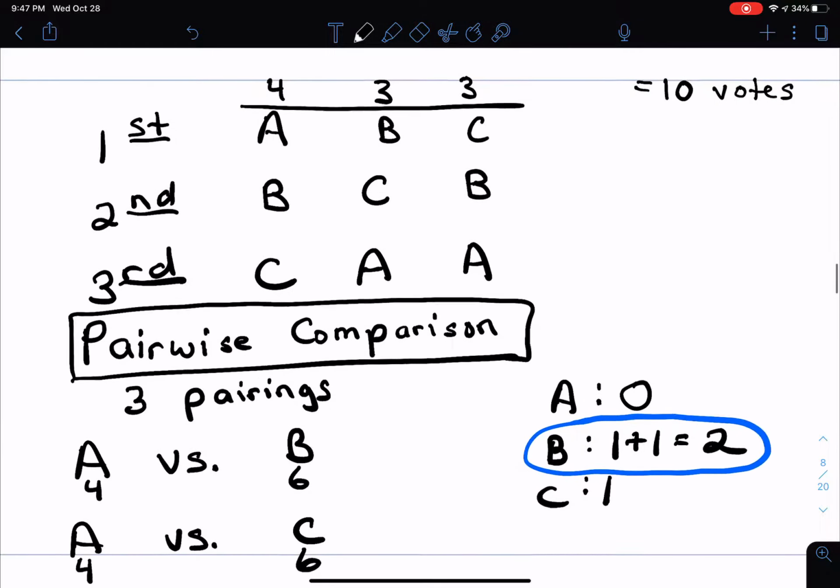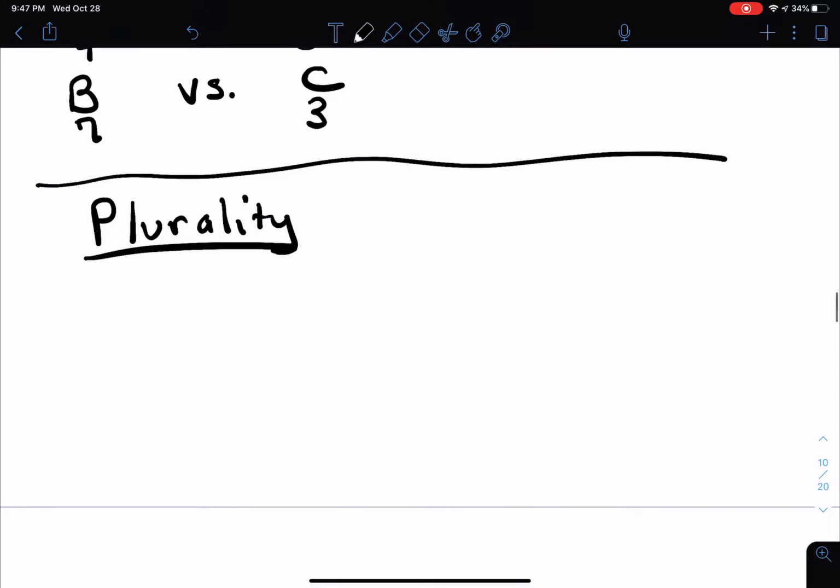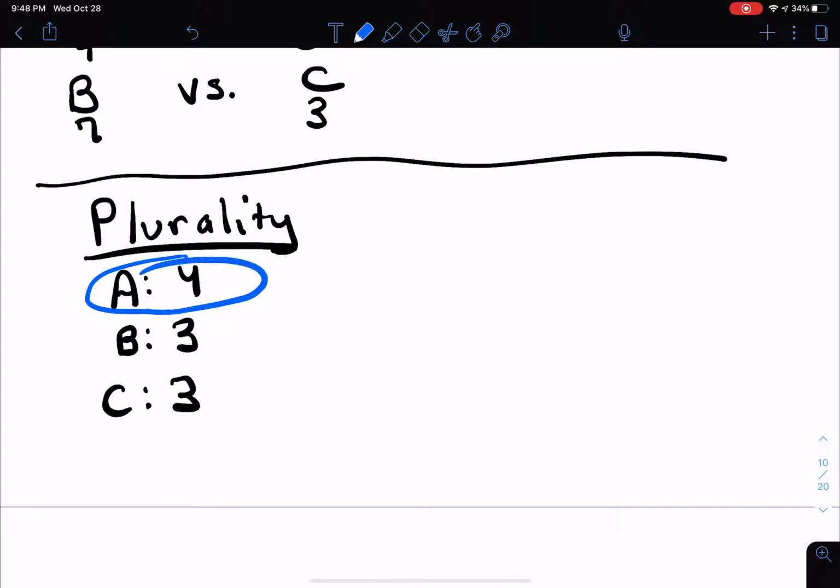A had 4 first place votes, B had 3, C had 3. Remember, plurality is just simply who has the most votes. It does not have to be the majority. It's not until plurality with elimination that you've got to worry about majority vote. All right, so A is the winner here.